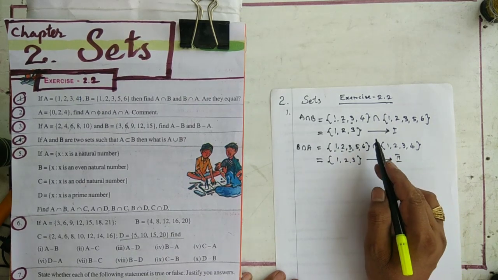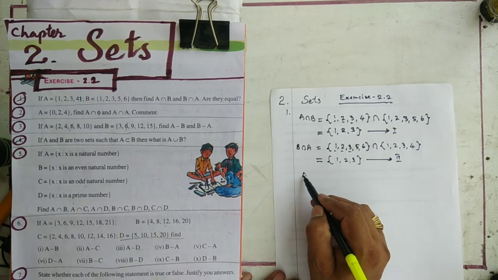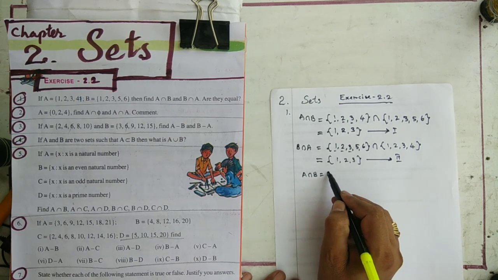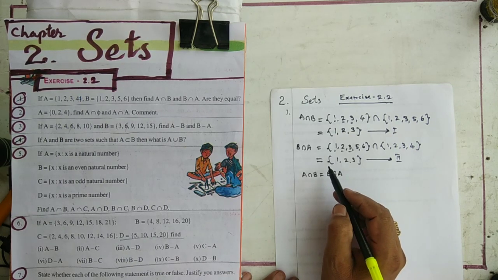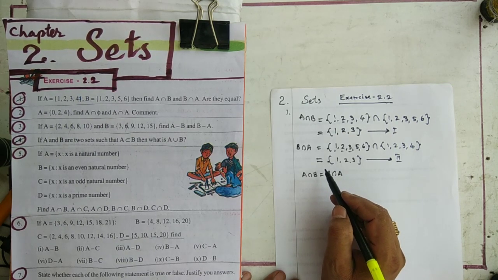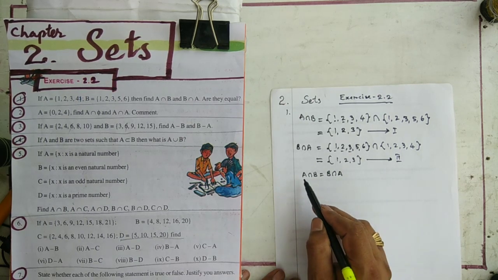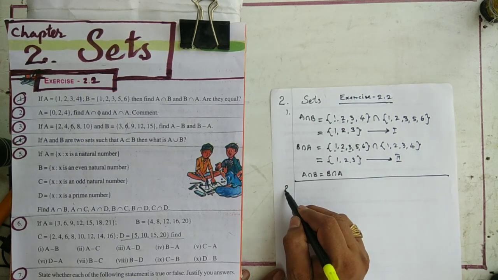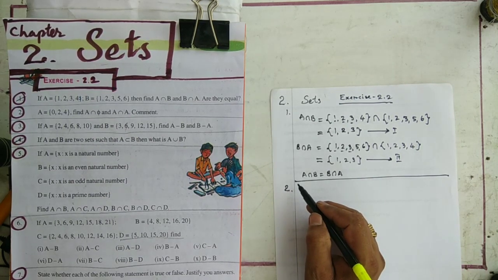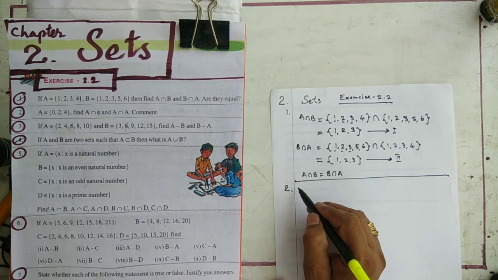By observing these two results, we can understand A intersection B is equal to B intersection A. So intersection satisfies the commutative property. Both are equal. Next, second bit.